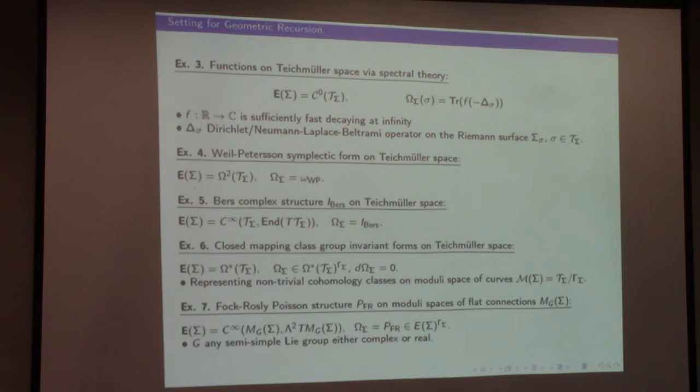Okay. Next one is the Fock-Rosly Poisson structure. So this really works for all surfaces, also the open ones. It realizes that if you take the moduli space of flat G connections, where G is some semi-simple Lie group, either complex or real, you can construct a bivector. And this bivector is the Fock-Rosly Poisson structure, and of course it's a mapping class group invariant object on the moduli space of flat connections.